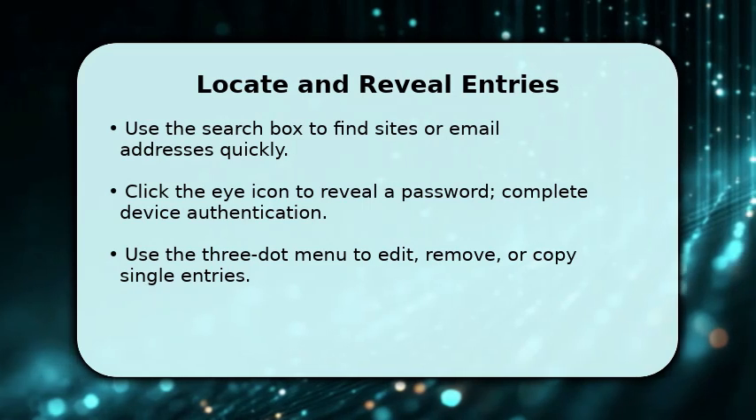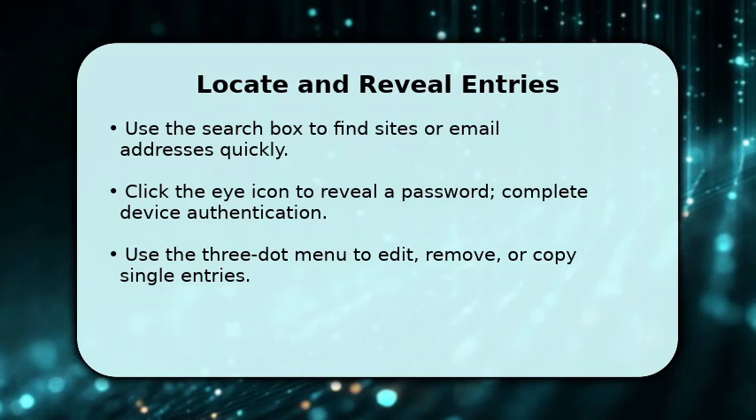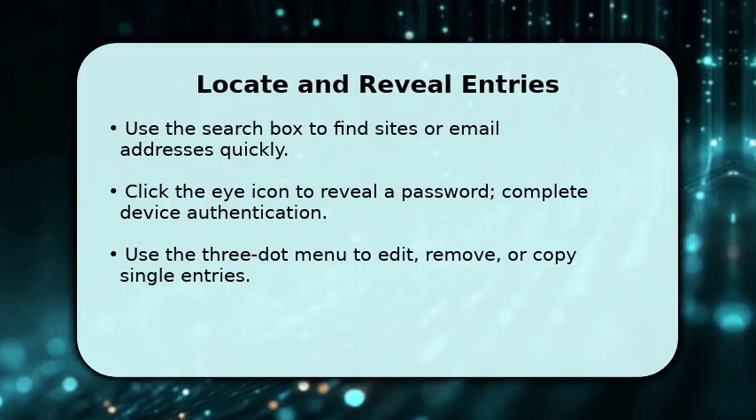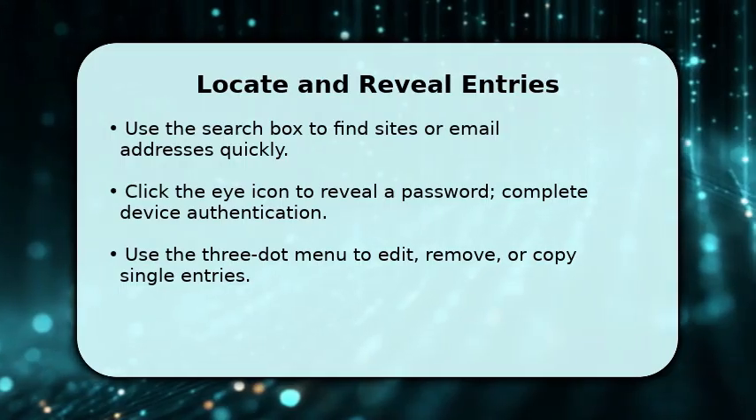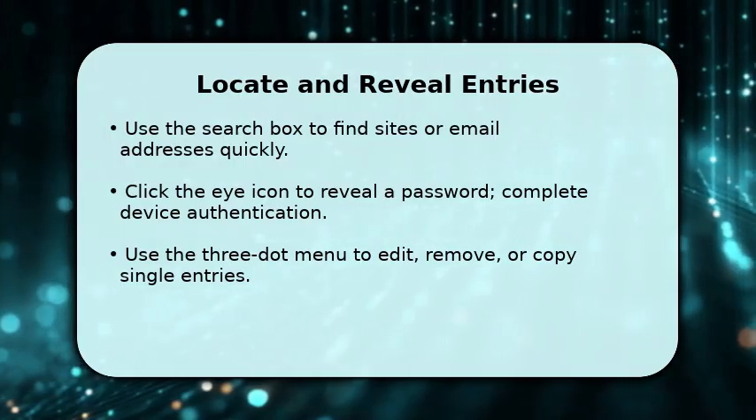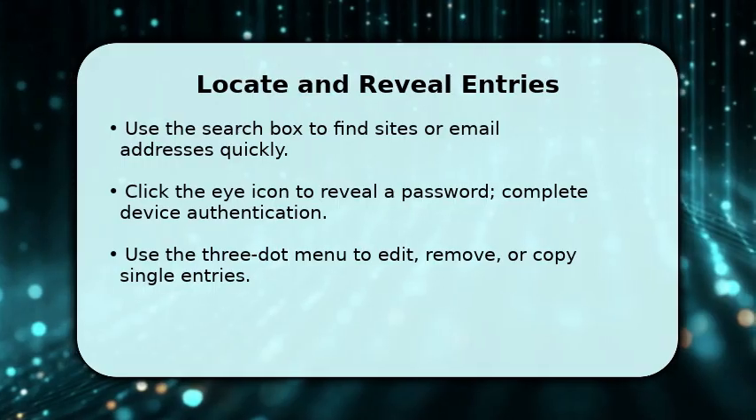Once inside, search for the account you need. This cuts down scrolling. Click the eye icon beside an entry to reveal the password. Google asks for your computer or phone PIN, fingerprint, or system password to ensure it's you. After authentication, you can copy or edit the password directly.